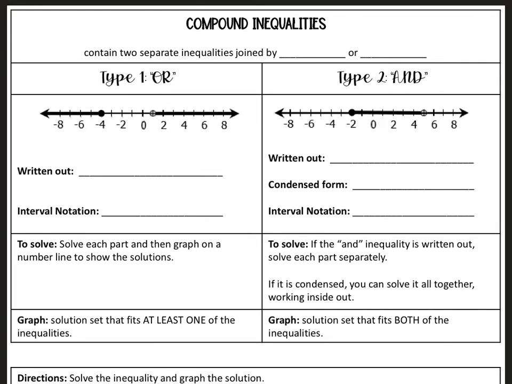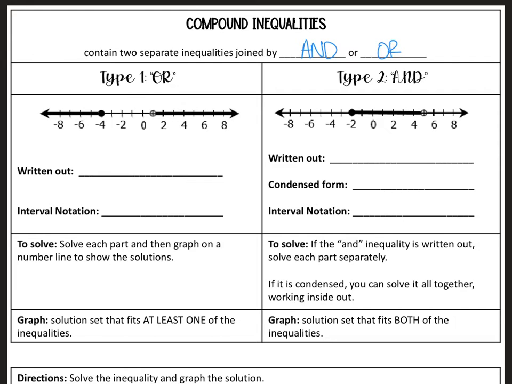And these just contain two separate inequalities that are joined by and or or. And often when they're joined by and, it's really an implied and that's joining them. But we'll get to that in a second when we talk about type 2 compound inequalities. But first, let's talk about type 1, ones that are joined by or.